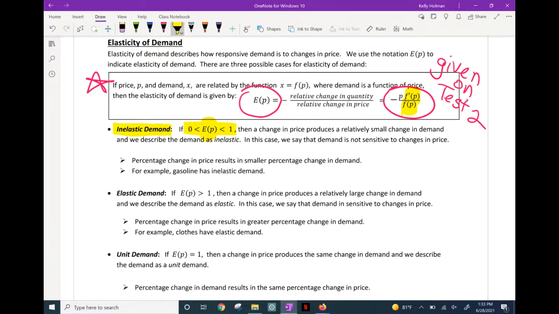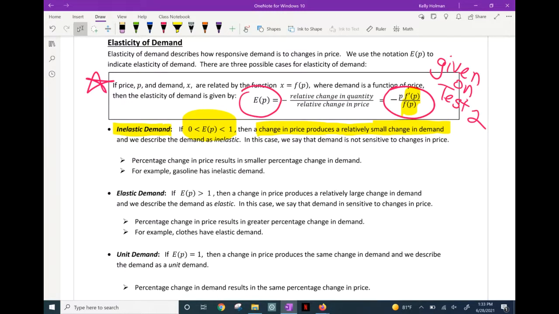If you know the demand, you can figure out the price at that demand. They're connected. So you're going to use that to do the calculus to get this calculation. And if your number falls between 0 and 1, you're inelastic. That means that for a change in price, there's going to be a very small change in demand comparatively.